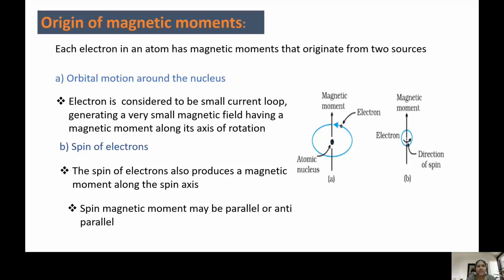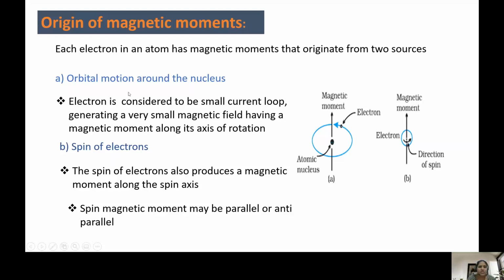Here, what is the reason behind these magnetic moments? So I already told the magnetic moment is the basic reason to produce the magnetic field. The origin for the magnetic moment is mainly the motion of the electrons. So the electron motion is mainly responsible for the magnetism in the materials.